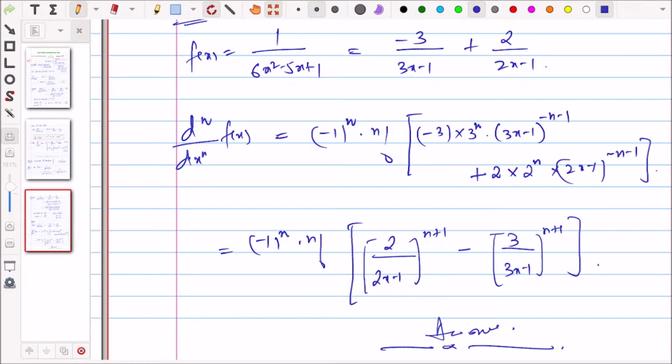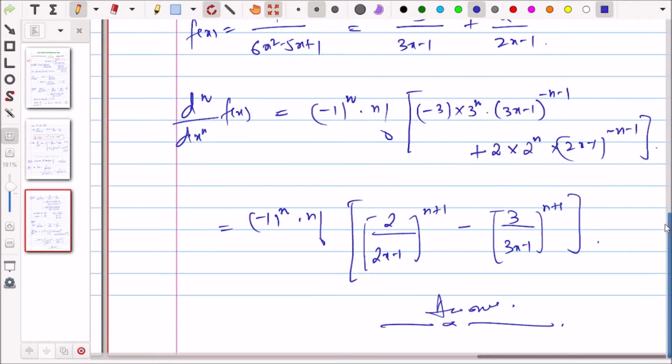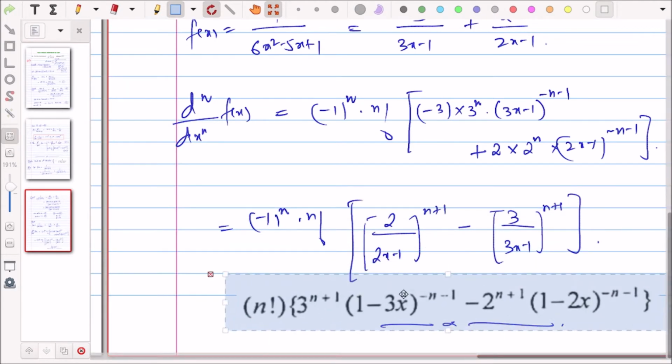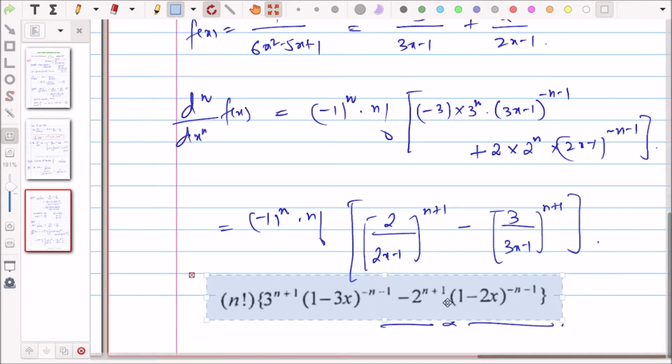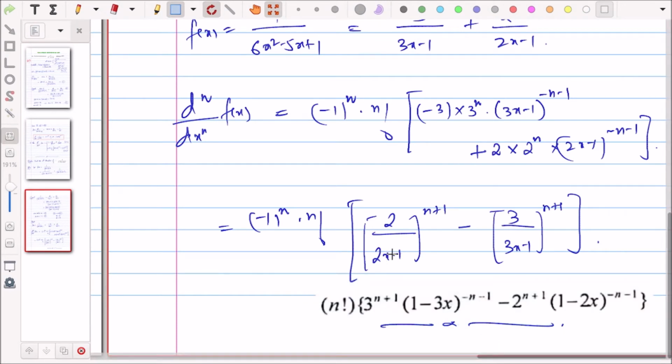So the answer in the book is given in a different form. What they have done is they have just simplified it further. They have absorbed this minus sign in this. Because when you take this minus sign outside as common, it will become minus 1 to the power n plus 1. So they have absorbed this minus 1 to the power n in this. That's why they are writing it as 1 minus 3x and 1 minus 2x. But you can finish your answer here also. Is it fine? So both are the same.